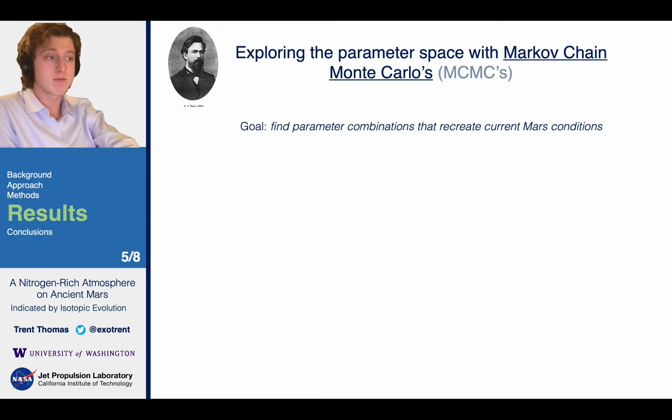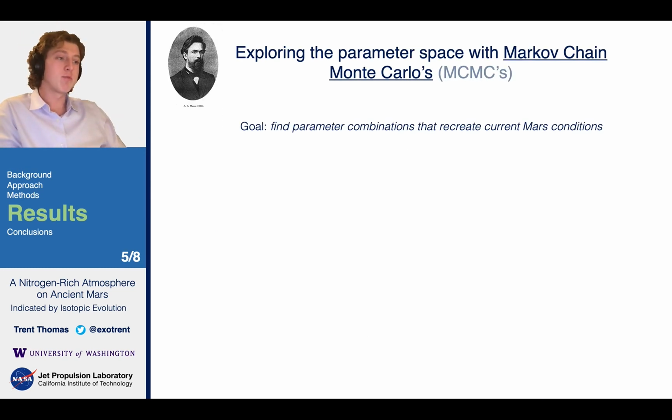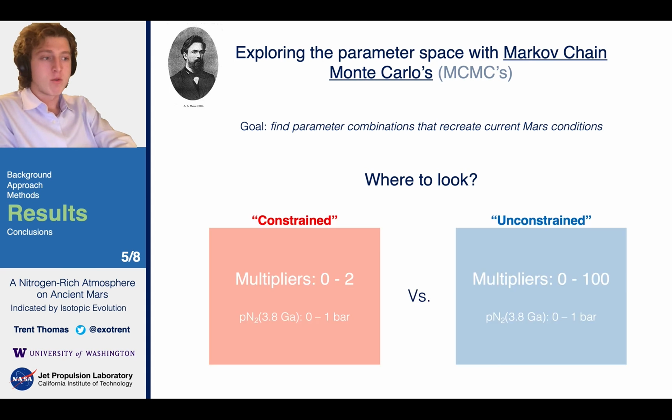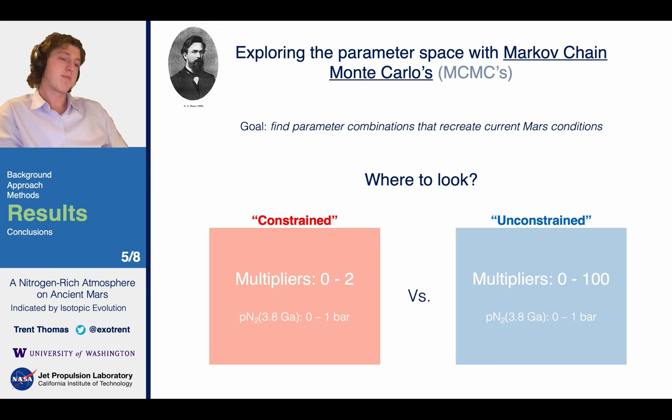To do this, we employ the statistical search method of Markov chain Monte Carlo, with the goal of finding parameter combinations that recreate Mars's current conditions. But where in the space should we explore? Well, the answer is these two ranges: the constrained range, where the key multipliers are kept close to our best estimates, and the unconstrained range, where they are allowed to vary essentially anywhere. And in both cases, PN2 is essentially unrestricted.